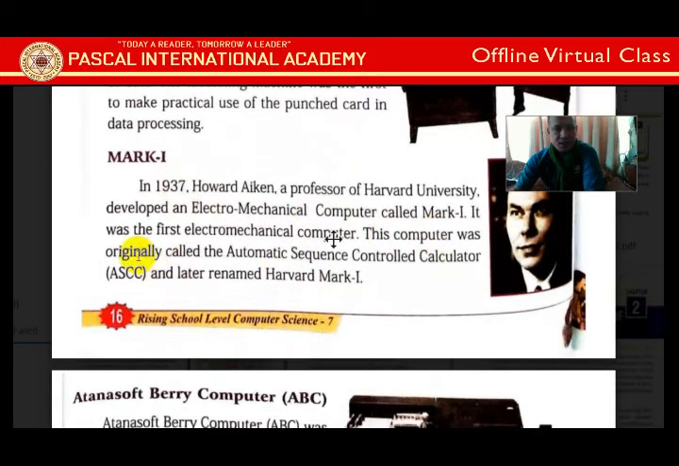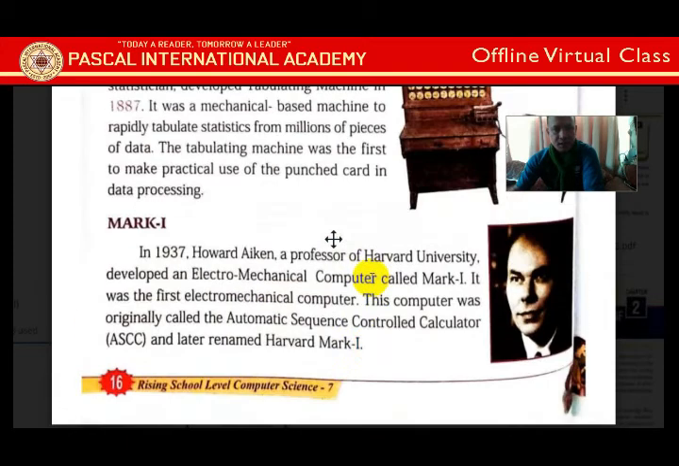This computer was originally called the Automatic Sequence Controlled Calculator, ASCC, and later it was renamed the Howard Mark First. Okay, this is also very important.